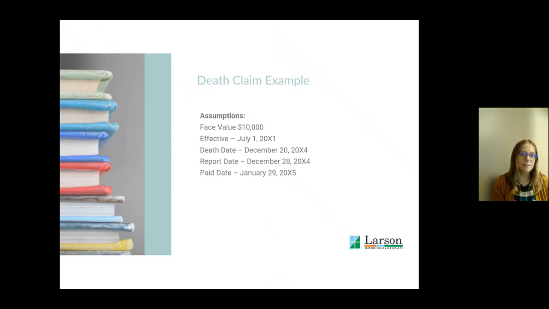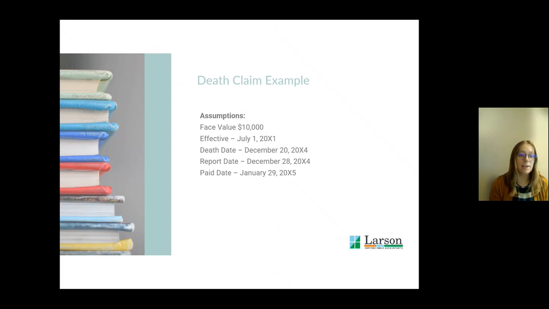All right, next, we're going to be going through the death claim example. So this is the same policy, face value of $10,000. It was effective July 1, 20X1. We went through the premium payments for that first year. The death date is 3.5 years later, December 20th, 20X4.